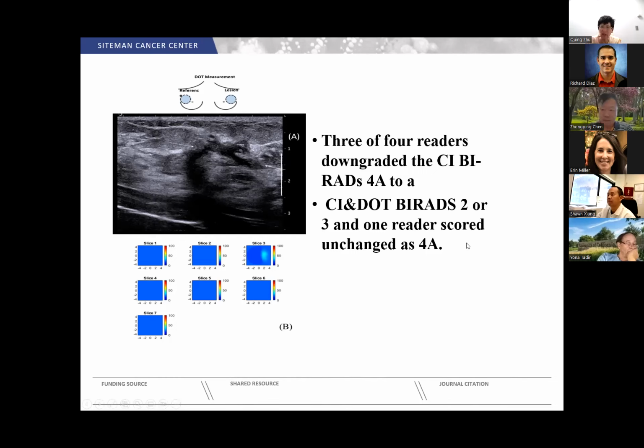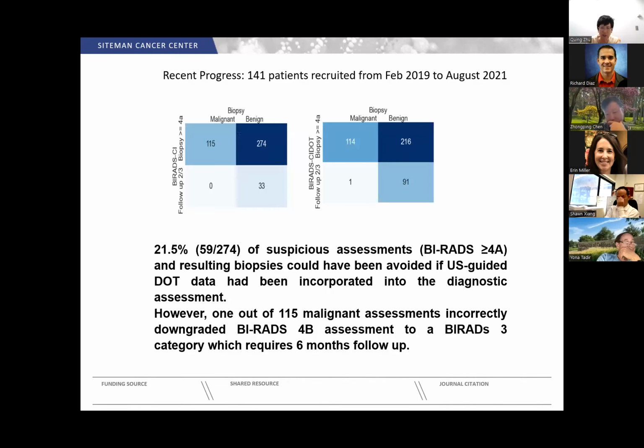So everything is done before the biopsy result is given. Radiology read them without the biopsy result, and our DOT engineers gave the radiologists the DOT data, without knowing the biopsy result, within 24 hours or 1 day. And then after that, we accumulated the scores. We want to see how this correlates with the final reading.